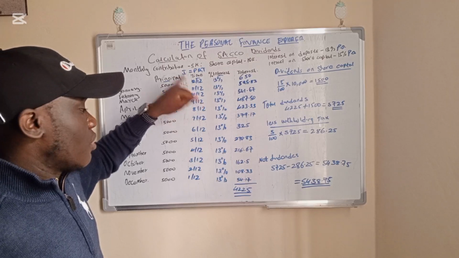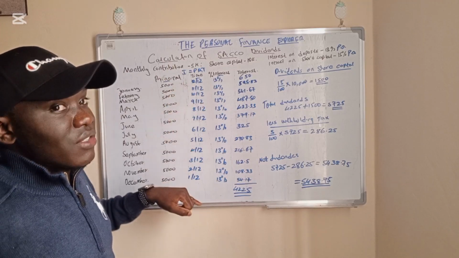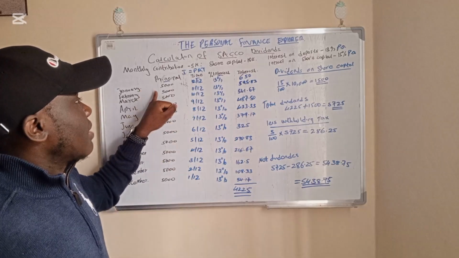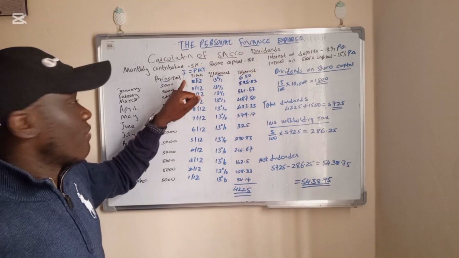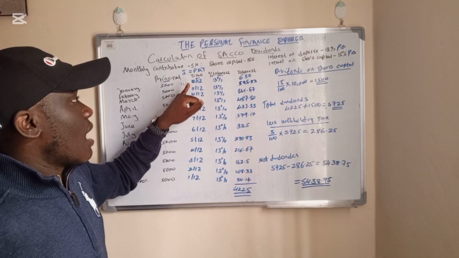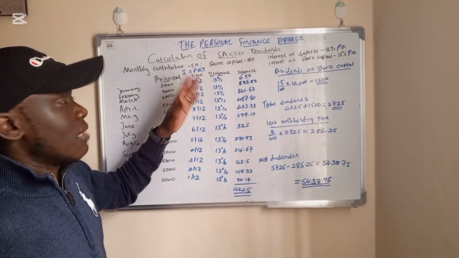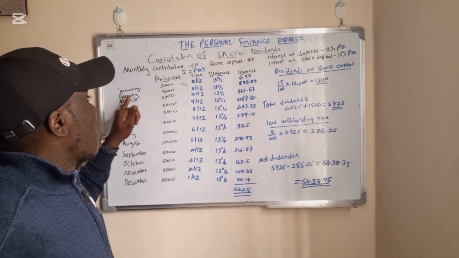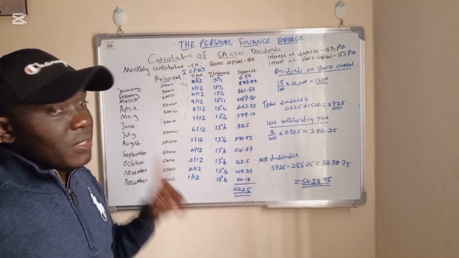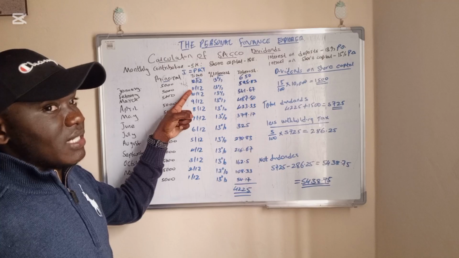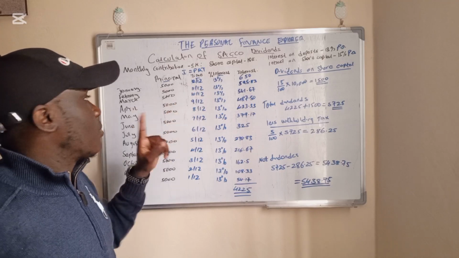The 5,000 that you deposited in January will earn interest for a whole year, that is 12 months, because you are being paid dividends in January. So that is 12 divided by 12, that is 1 year. But the 5,000 that you deposited in February will earn you interest for a period of 11 months, so you divide that by 12.